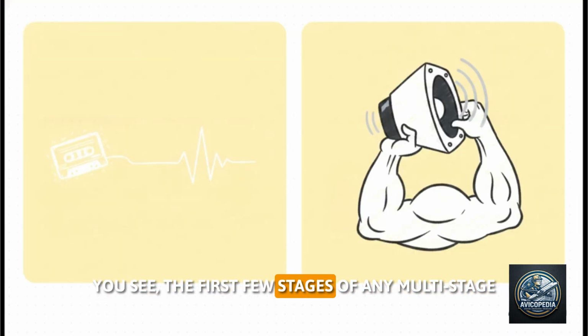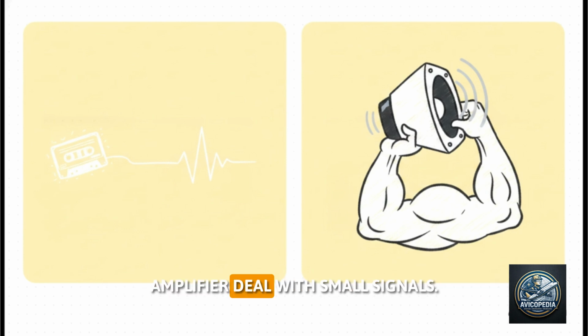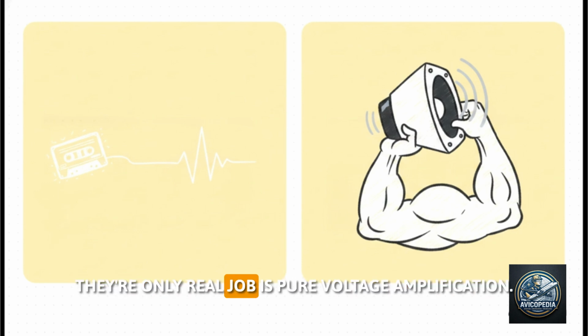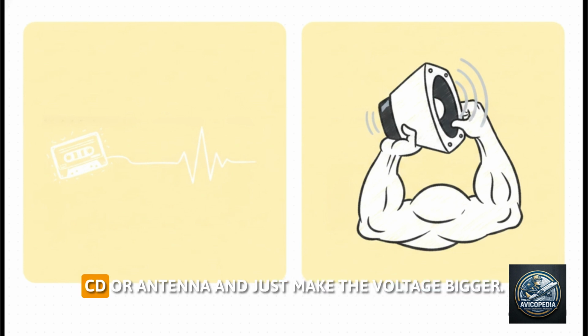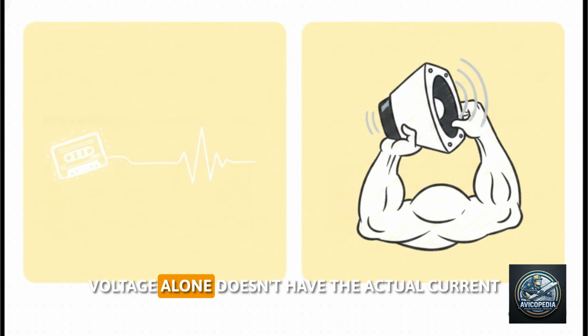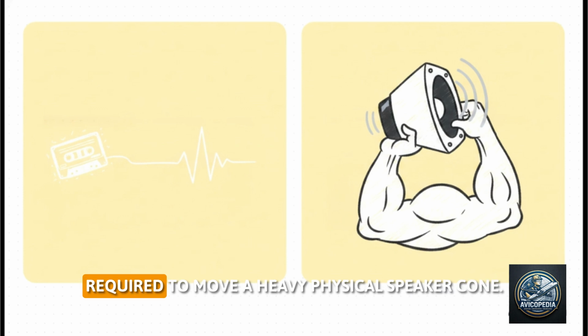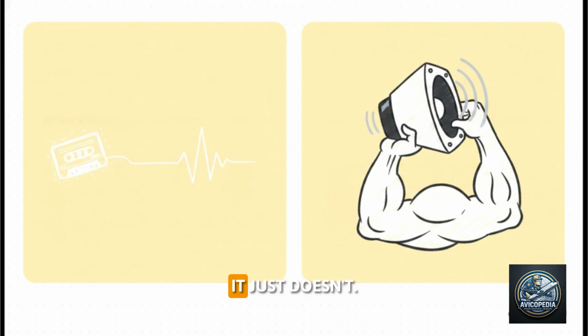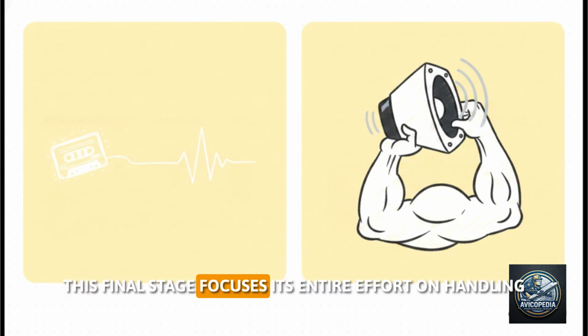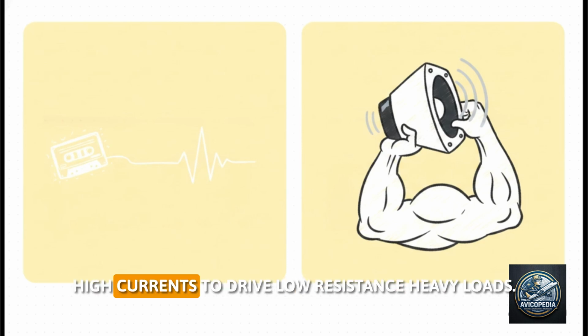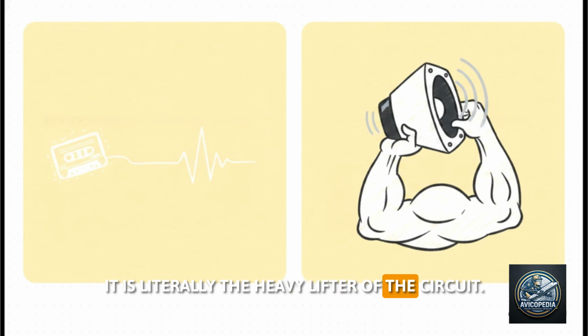You see, the first few stages of any multi-stage amplifier deal with small signals. Their only real job is pure voltage amplification. They take that tiny input from a cassette, CD, or antenna and just make the voltage bigger. But here's the thing. Voltage alone doesn't have the actual current required to move a heavy physical speaker cone. That is exactly where large signal or power amplifiers come into play. This final stage focuses its entire effort on handling high currents to drive low-resistance, heavy loads. It is literally the heavy lifter of the circuit.